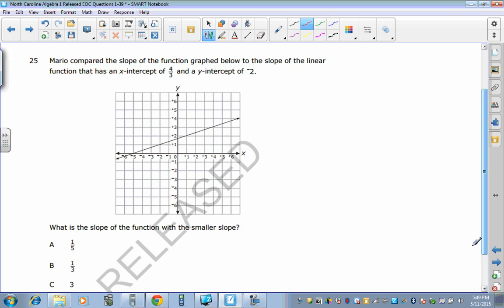Okay, let's see. Mario compared the slope of a function to the linear function. Okay, this function had an x-intercept of 4/3 and a y-intercept of -2, and they're not showing us that one.